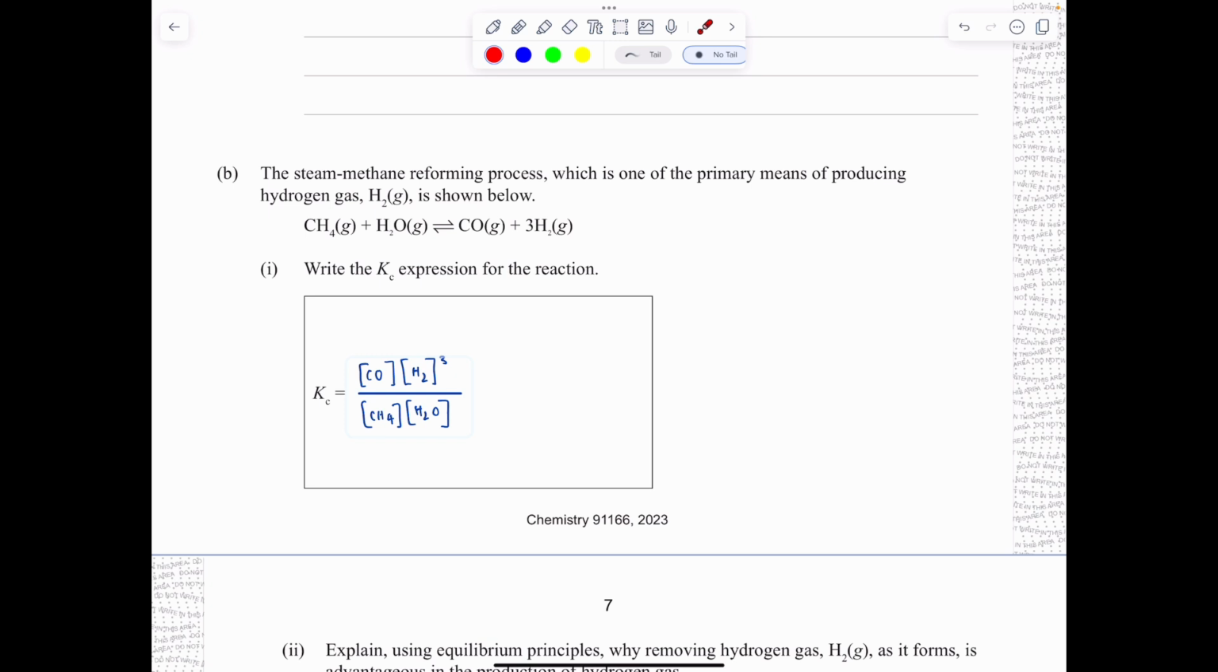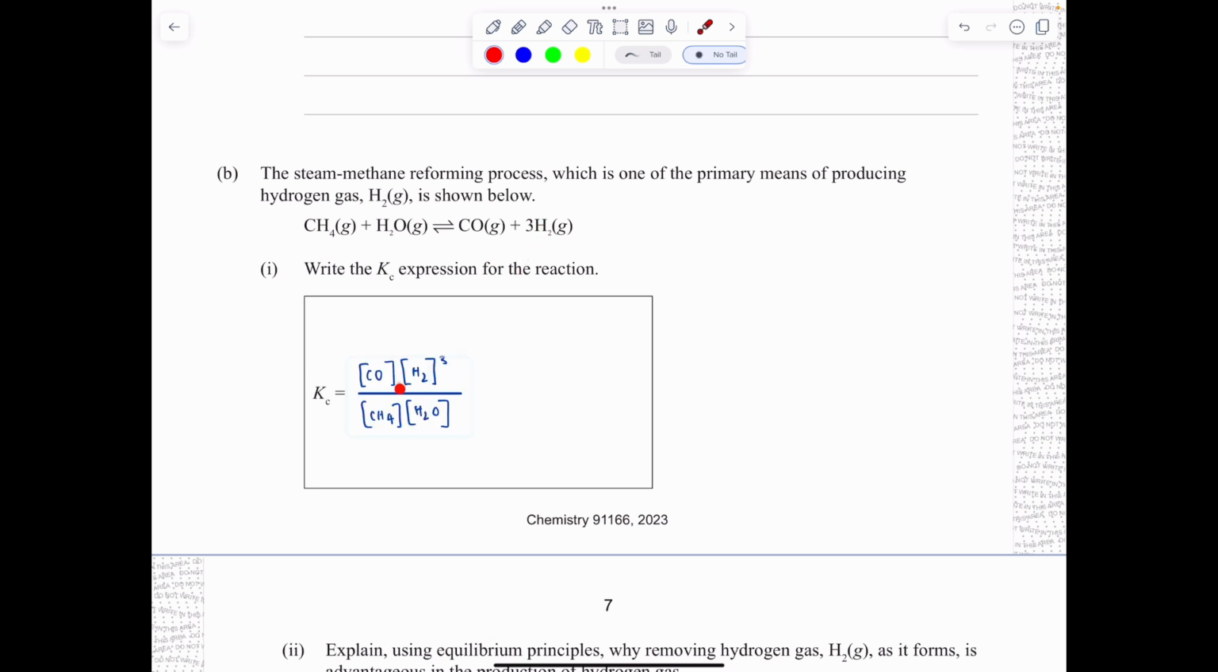So we've got CO, and then we've got 3H2. Here's something that you should be mindful of. When writing the expression, these big numbers always turn into powers, okay? So we've got H2 to the power of 3, okay?